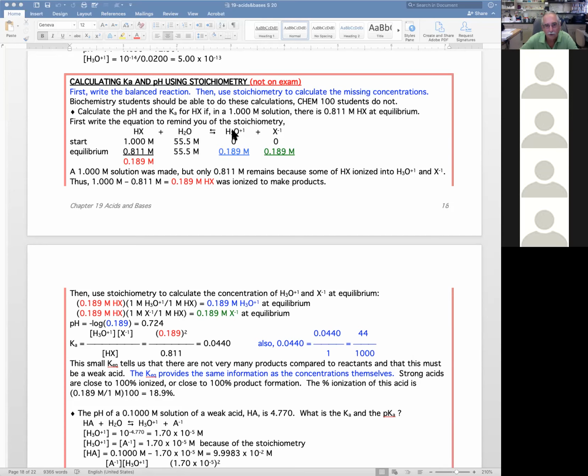So one of these would give me one of these. 0.189 would give me 0.189. I make 0.189 of this, I make 0.189 of that. It's all stoichiometry. So what is it that I need to get the pH? I got it right there already. The negative log of 0.189 is 0.7.